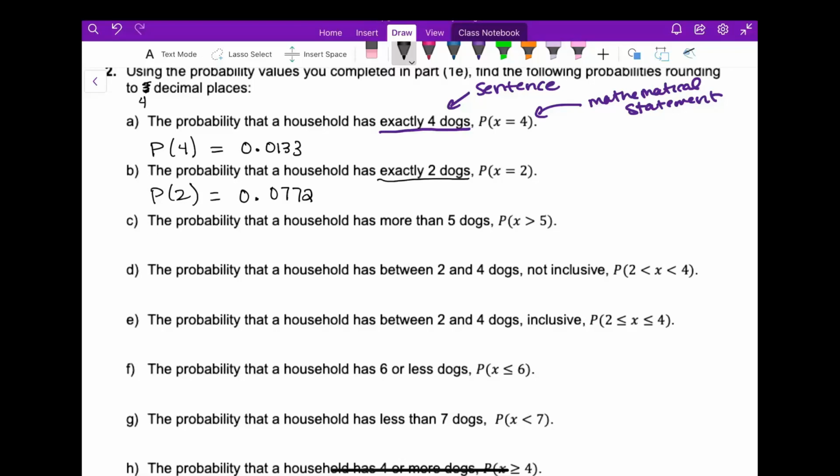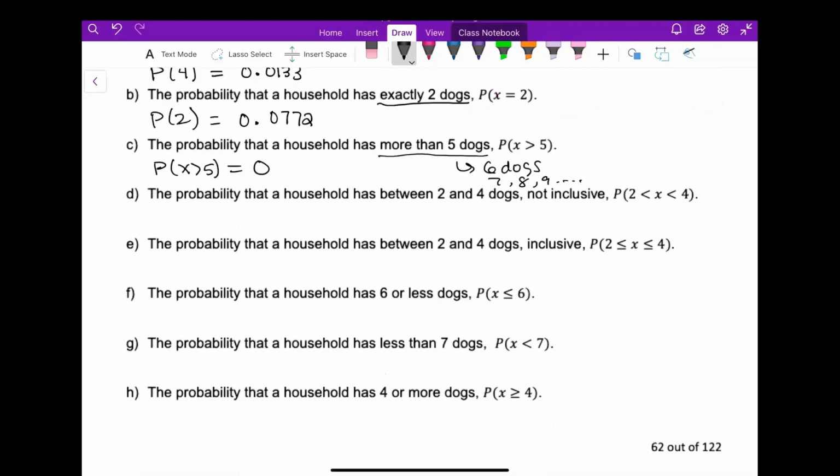The probability that a household has more than 5 dogs. Okay, this is where it starts getting interesting. A and B was baby steps. Taking a look at our vocabulary, did anybody survey a household with more than 5 dogs? 6 dogs, or 7, or 8, or 9, right? How many households have more than 5 dogs? None. Because we do not have a value for that.